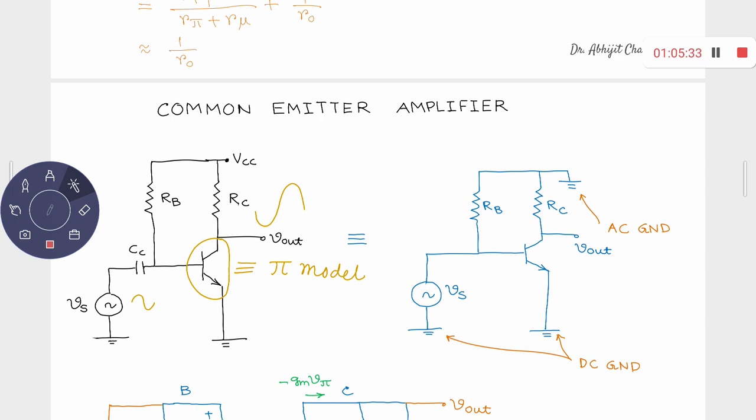So whenever I consider the time variation, this particular terminal is considered a node for which there is no time varying signal present. That's why it is equivalent to your AC ground. Any doubt? So these two are DC grounds. DC ground is eventually nothing but an AC ground. The statement is: all the DC grounds are AC grounds, but not all the AC grounds are DC grounds.